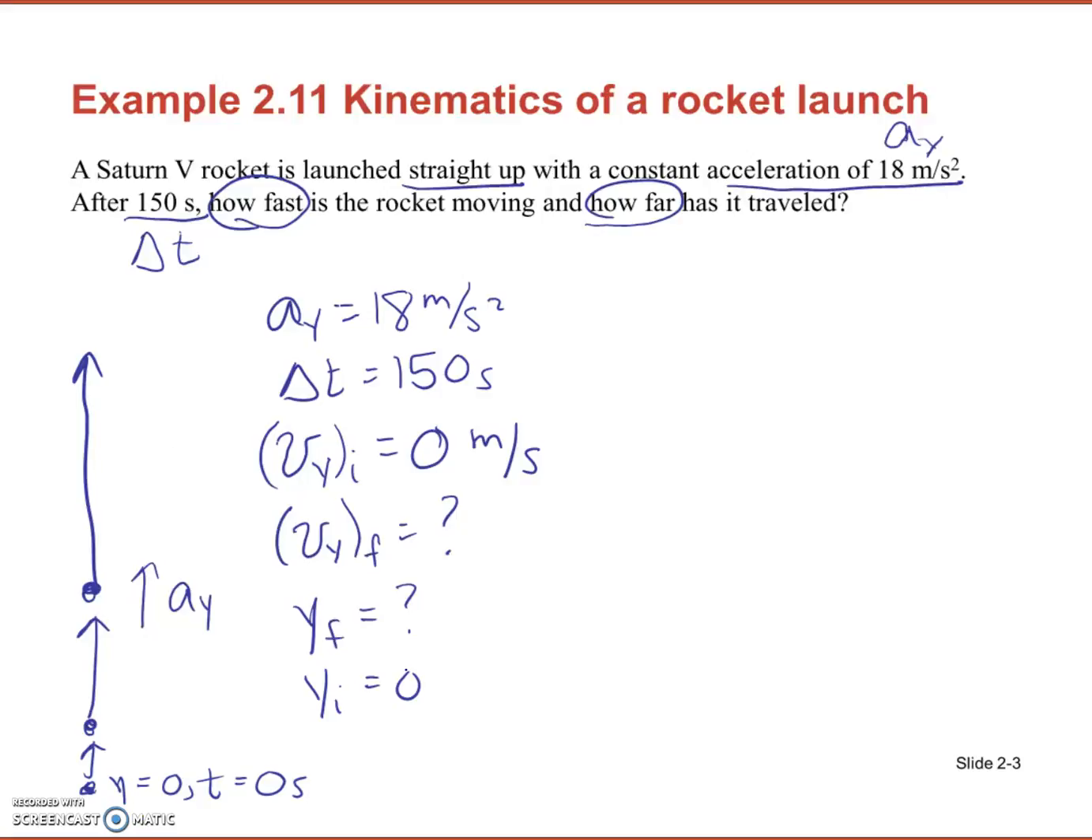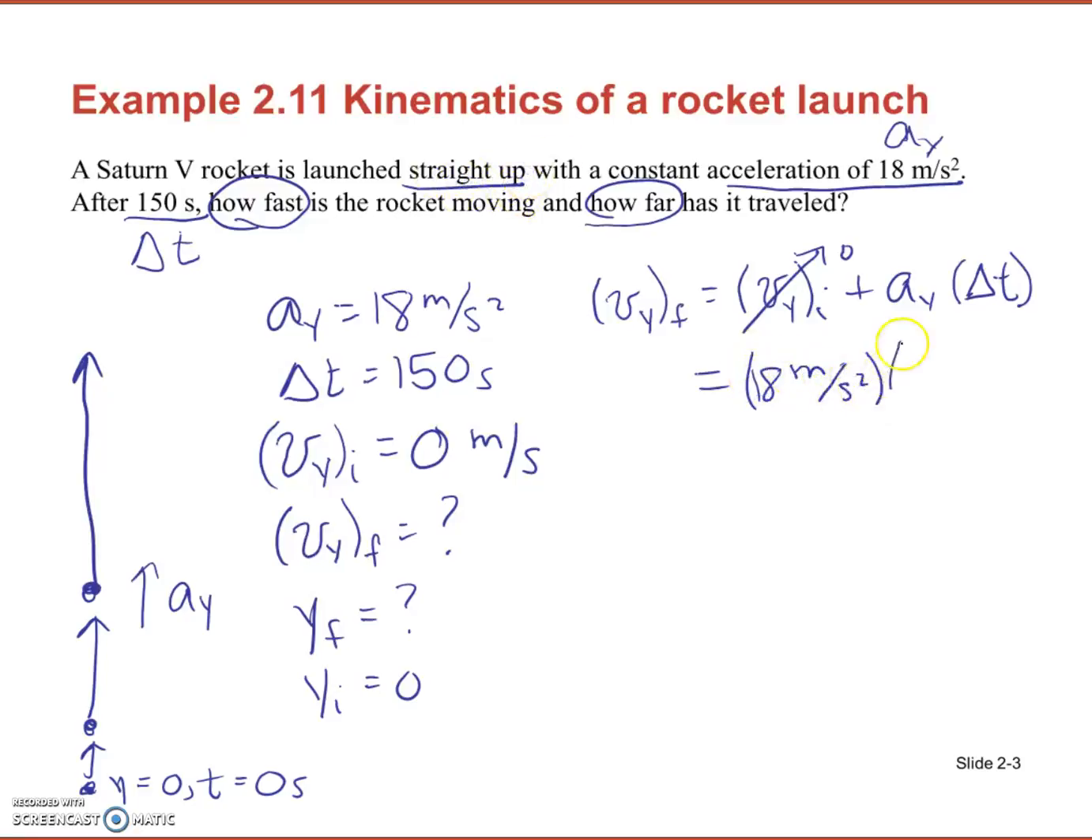Okay, so let's take a look at the notes, make sure I'm doing this quickly and efficiently. So I'm going to use the kinematics equation, v sub y final equals v sub y initial plus a sub y times delta t. My initial velocity is 0, so that goes away. I'm already solved for what I'm looking for. The acceleration is 18 meters per second squared, times my time interval is 150 seconds.